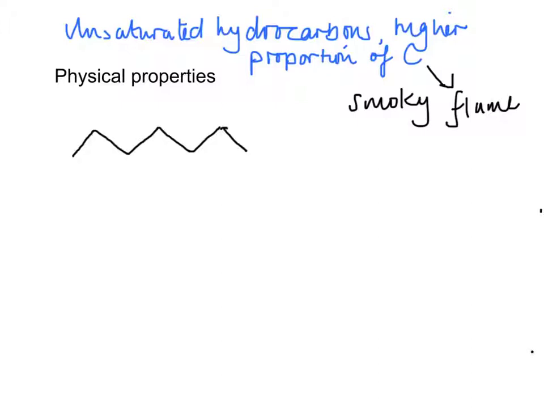Here's a skeletal formula for an alkane with fairly regular angles. When there's a double bond in the molecule, then the angle changes where the double bond is, and consequently the chains have a bit of a kink in them, and that makes them more difficult to pack together.